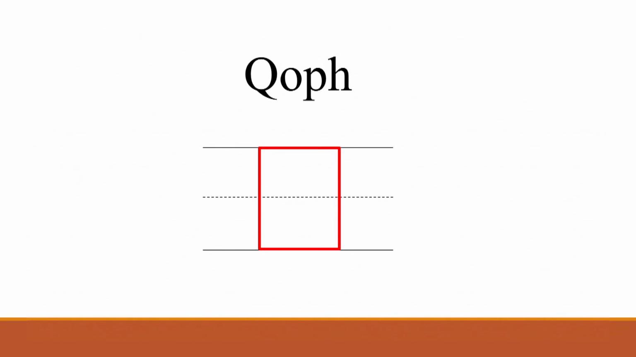The next letter is Kof. And the first stroke of the Kof is just like the Kaf, only on the baseline it doesn't go all the way over to the edge. This is very important. The second stroke is a vertical stroke, and you'll notice that there's no contact with that first curve.